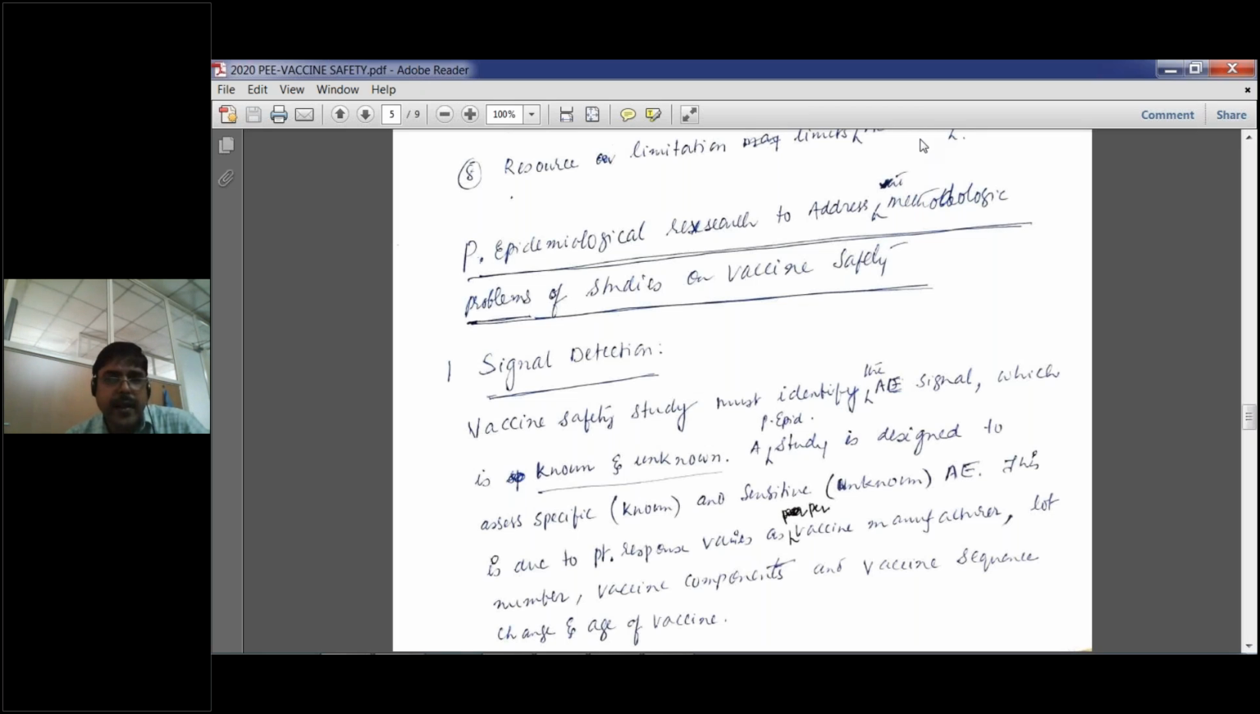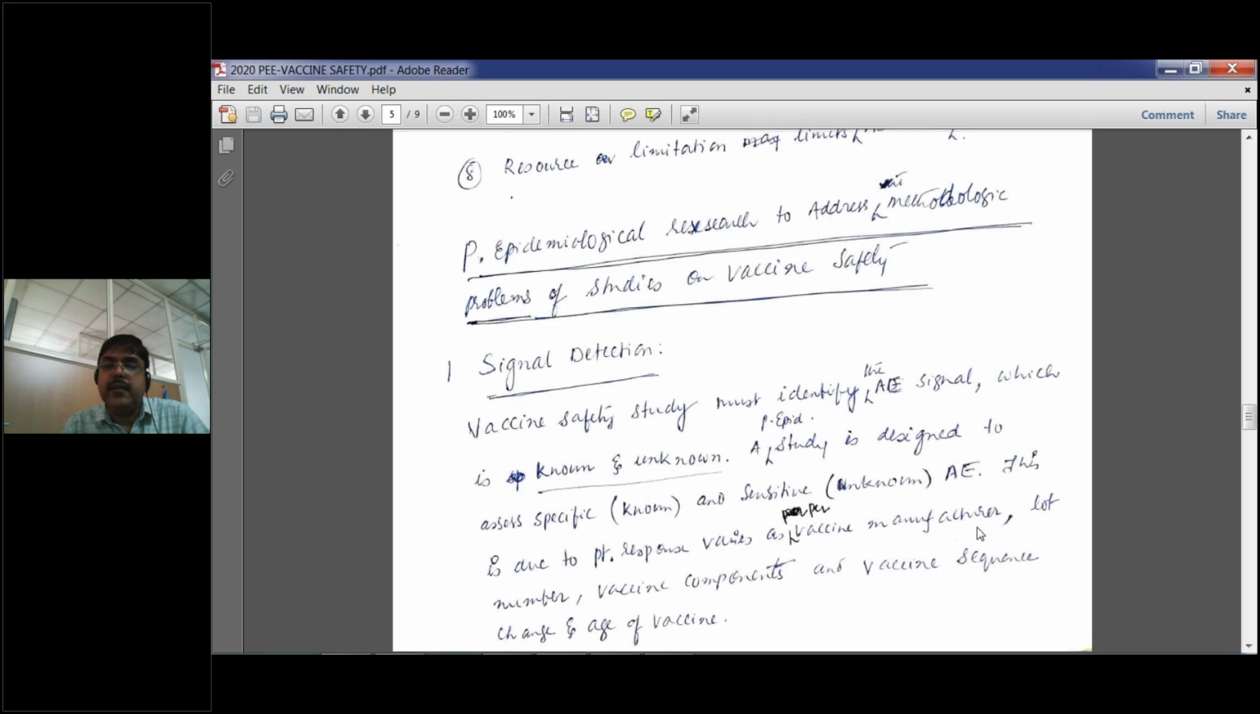Okay. So similarly here, the same concept we are going to use as a signal. Whenever you want to study, you're going to identify the signal. The adverse event signal will be known or unknown. Predictable, unpredictable. And you're going to design the pharmacoepidemiological study in such a manner that you find out whether it is specific or sensitive. Using a questionnaire, you can find out whether it is specifically connected to the vaccine or not. That is the sensitive one.